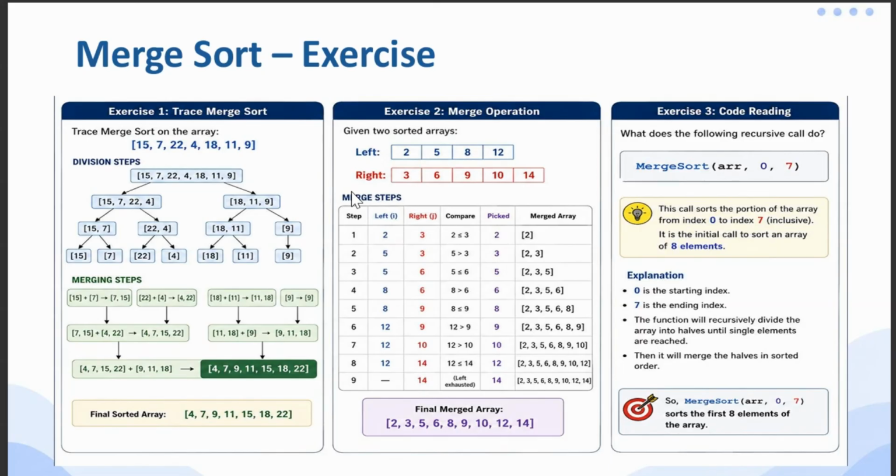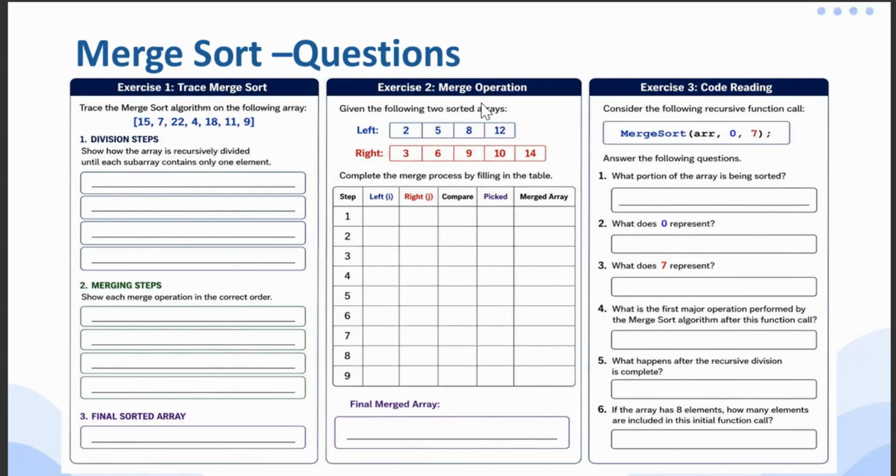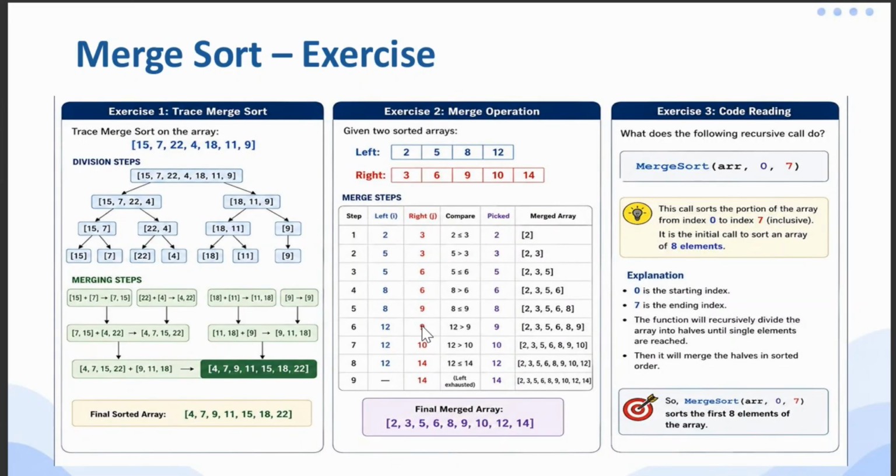The second question, given the following two sorted arrays, right? You can see the difference, right? You have two sorted arrays, and you need to combine them, right? What we will do, in step 1 you have the pointers. For the left array you have the pointer here, for the right array you have the pointer here, right?